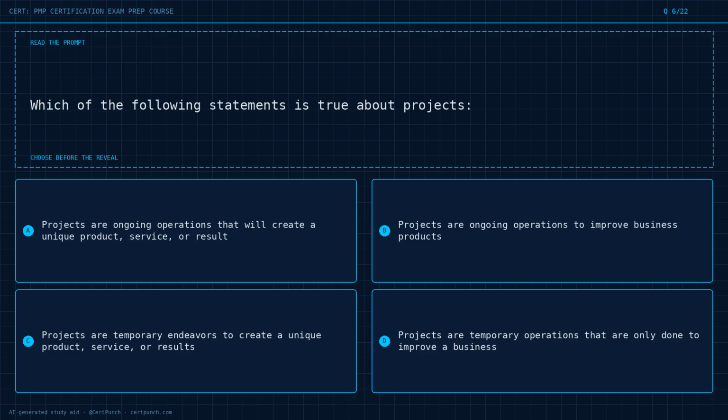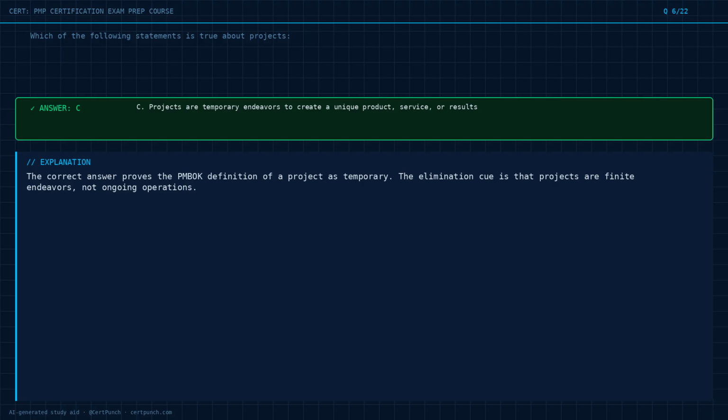Lock in your pick before the reveal. Trust the read. The answer is option C. What the exam tests here? The correct answer proves the PMBOK definition of a project as temporary. The elimination cue is that projects are finite endeavors, not ongoing operations.